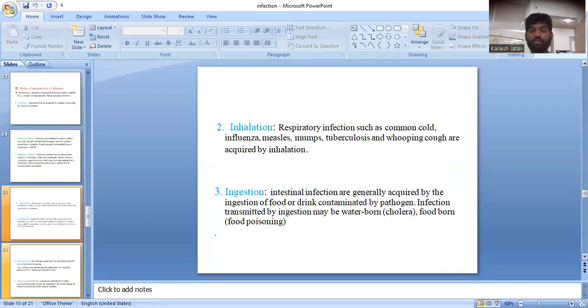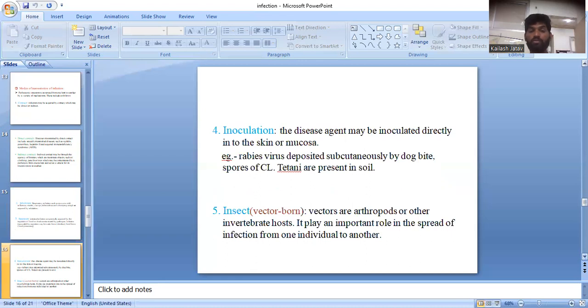Infection transmitted by ingestion may be waterborne, foodborne, or food poisoning. Inoculation. The disease agent may be inoculated directly into the skin or mucosa. Rabies virus is deposited by a dog bite. Spores of Clostridium tetani are present in soil.